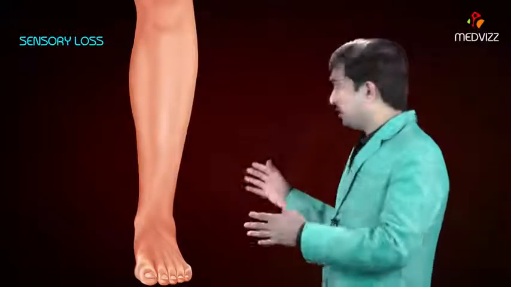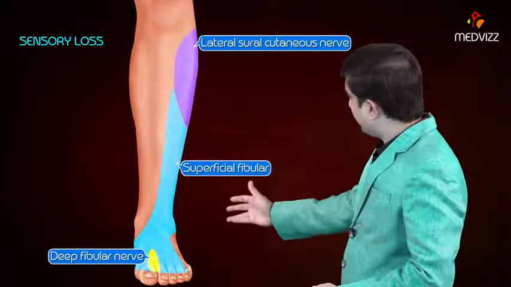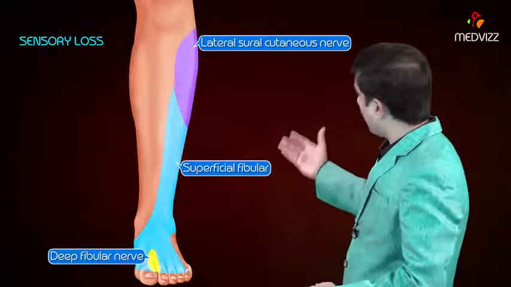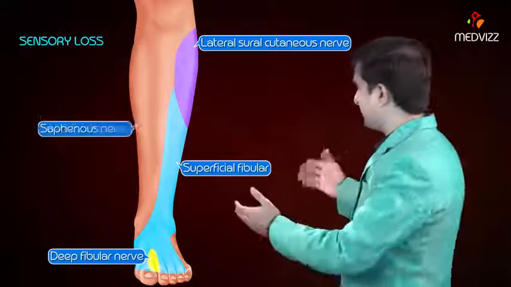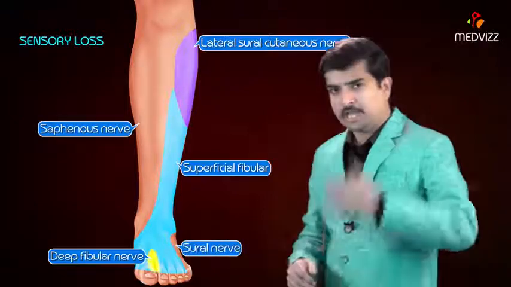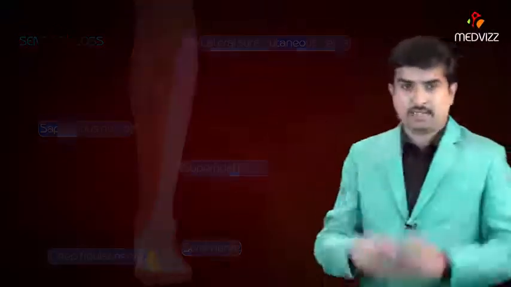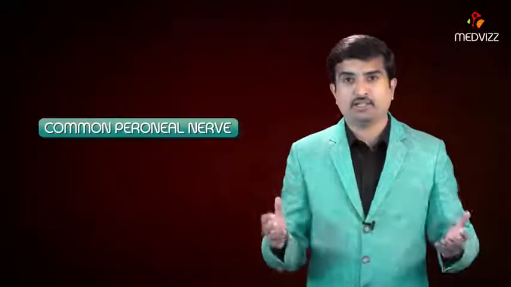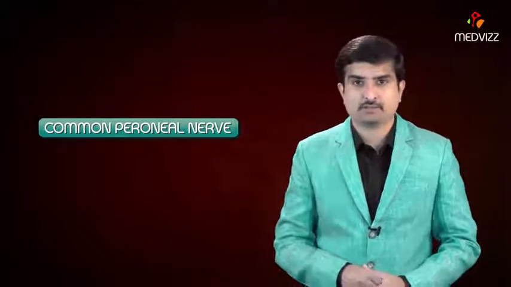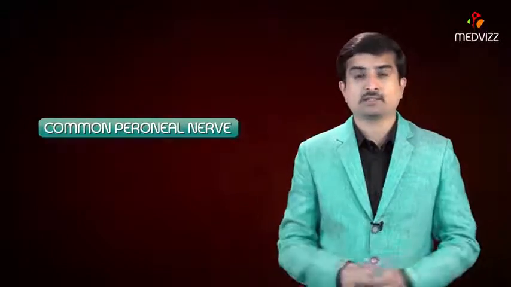The sensory loss is especially seen on the anterolateral aspect of the leg and the whole of the dorsum of the foot, except the area which is supplied by the saphenous as well as the sural nerves, especially because of involvement of the cutaneous branches. And this is about the clinical anatomy associated with the peroneal nerve as well as its branches. By this, we completed one of the very important topics, the peroneal nerve.